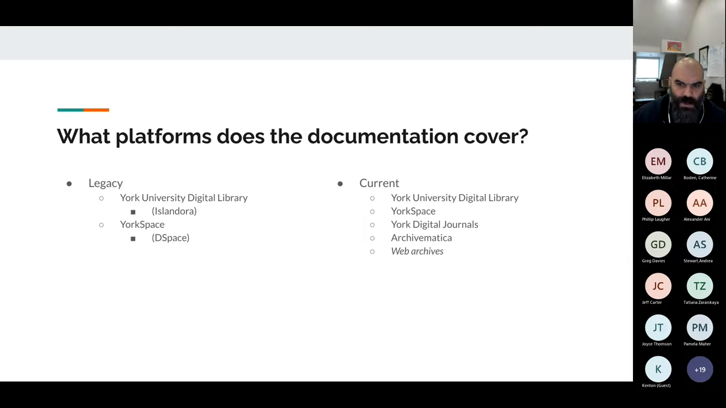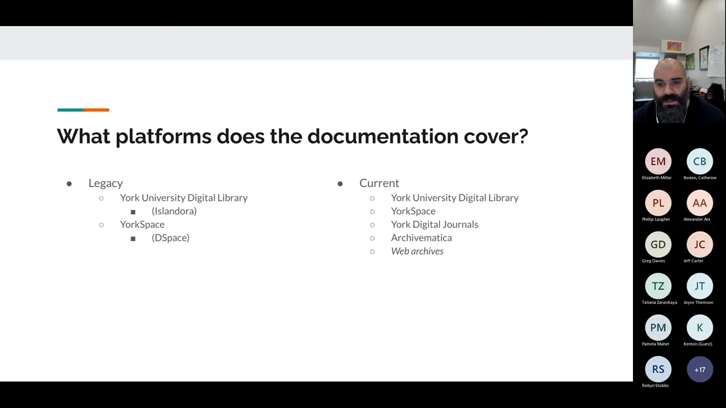The current version of the documentation pulls in a lot of other things that have come up over the years, but were left out in the cold and weren't quite covered by it. One of those big things is York University Digital Journals. This is all the journals we host in our OJS assets. So things that are part of a journal issue or anything like that. Any audio or video, where does that stuff come in?